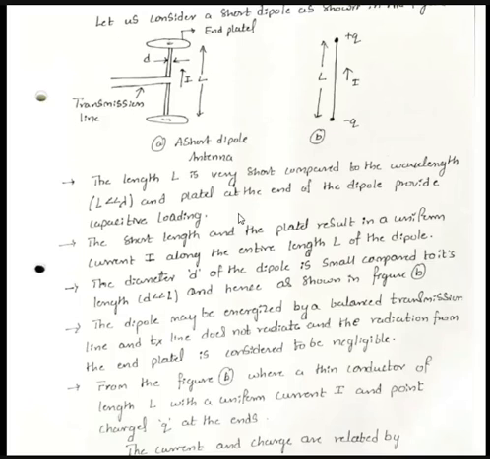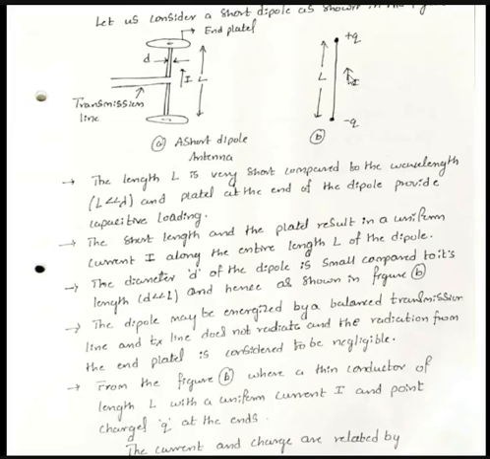Remember, the diameter, or the thickness or width, of this dipole is very small compared to the length of the dipole. You can see the same thing in the figure. The dipole may be energized with the help of a transmission line. This transmission line does not radiate, and the radiation from the end plates is considered to be negligible.